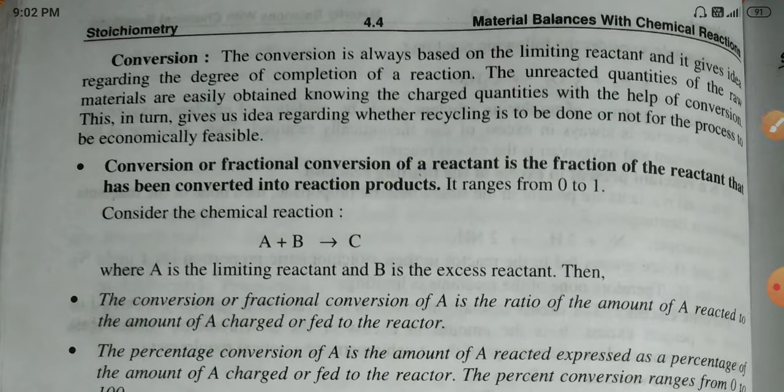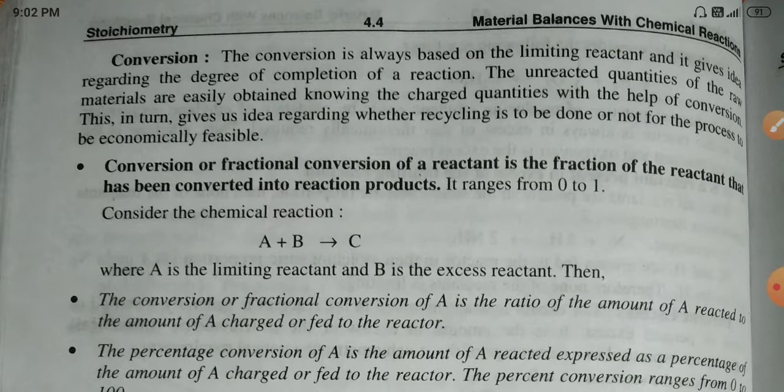Next one, conversion. What is called conversion? Simply, in the calculation part you will see that A plus B gives C, and this is called conversion. It depends on what percentage of substance you take, and it applies to both practical and theoretical work. The conversion is always based on the limiting reactant, and it gives the idea regarding the degree of completion of reactions. The unreacted quantities of the raw material are easily obtained knowing the percentage charge quantities with the help of the conversion.